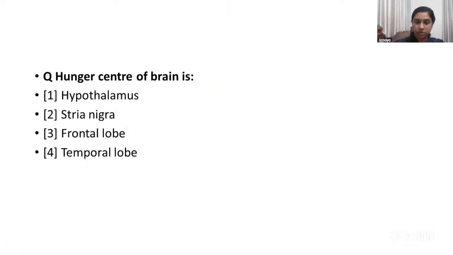Okay. So next is what is the hunger center of the brain? Options are hypothalamus, substantia nigra, frontal lobe, temporal lobe. So what's the answer? Hypothalamus. So we have to be very familiar with the functions of hypothalamus also.